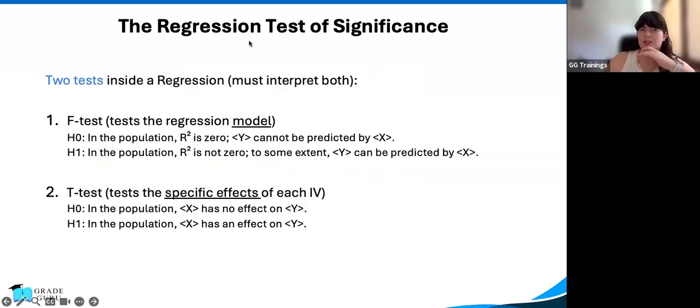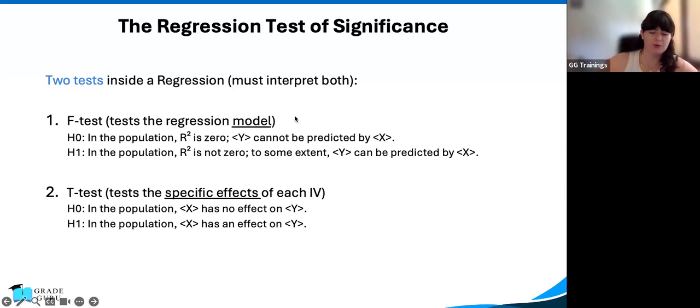So now we're getting into the regression test of significance: the usual hypotheses and rejecting H0 and all that. There are two tests inside a regression, and you must interpret both, and you must have hypotheses for both. It's really annoying. The first one is an F test. You might remember the F test is actually an ANOVA, but it's not the ANOVA that you know from an ANOVA question. This tests the regression model: is the model significant?